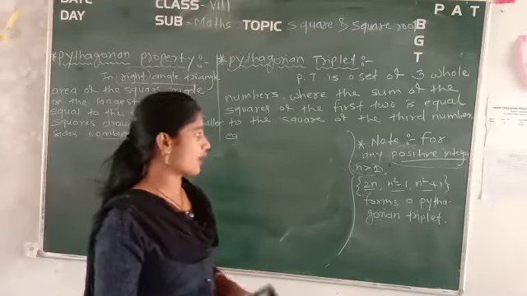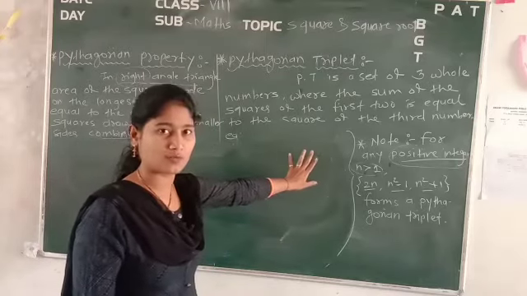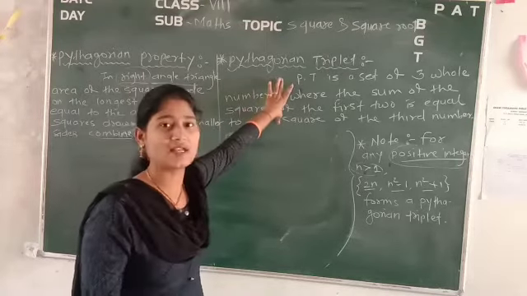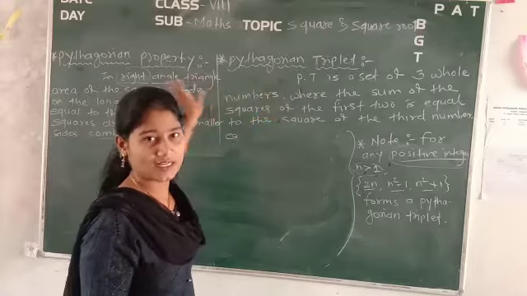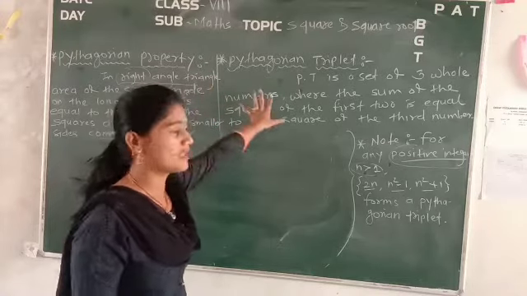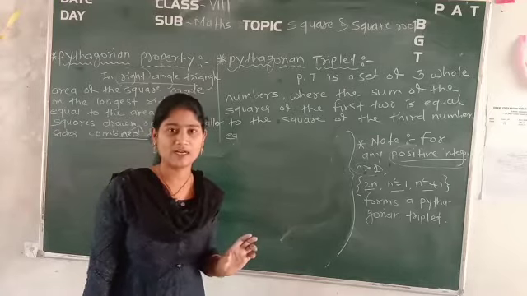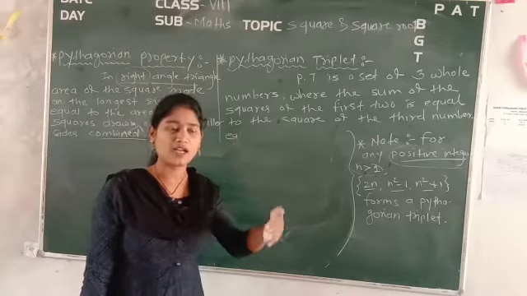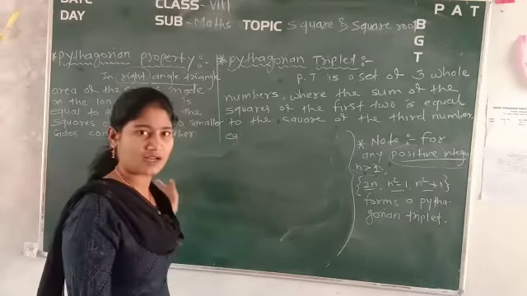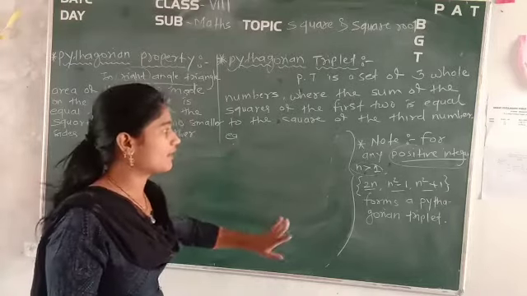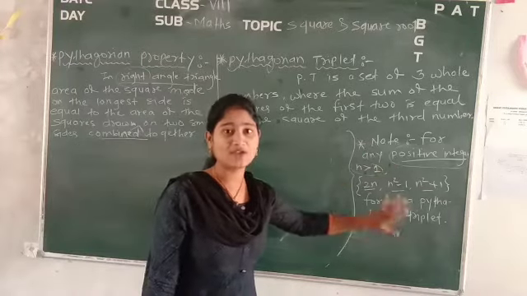Now see, within that you have to understand what you have to focus more on. First of all, what is the Pythagorean triplet and what is its property. Apart from this, you have to remember at least a set of 5 Pythagorean triplets. Even if you forget, you can find them out by doing the calculation that I have told you.